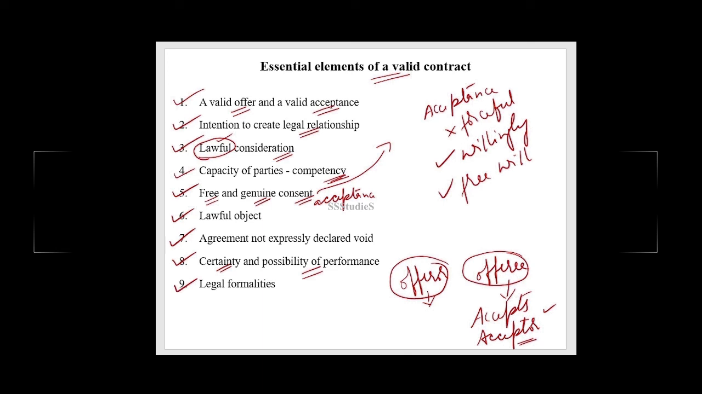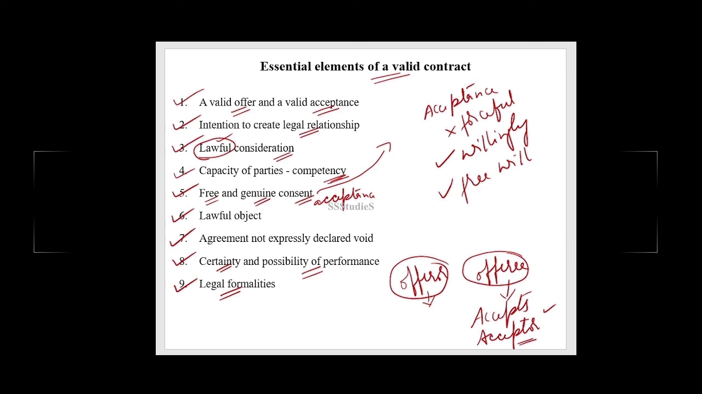Another essential element of a valid contract is legal formalities. There are certain contracts which have to have specific legal formalities that have to be taken care of. In that context, those contracts will be valid only if all those legal formalities are adhered to. For example, some of the documents have to be written only on stamp paper. It has to be signed and sealed. There should be witnesses. It has to be stamped. So wherever there are specific legal formalities, they have to be adhered to.